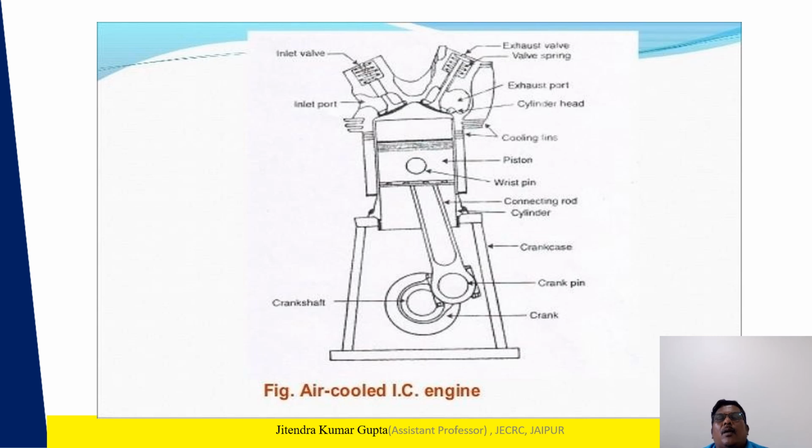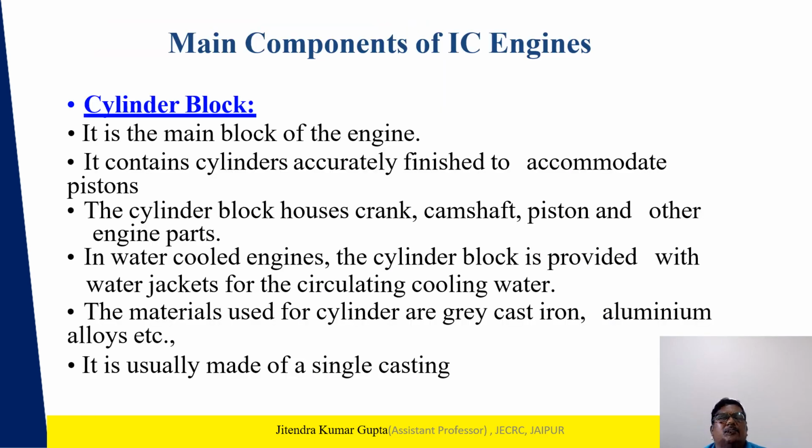This is one of the IC engine schematic diagrams. What are the main components of the IC engine? Crankshaft, crank and crank pin, piston and gudgeon pin, cylinder head, exhaust port and inlet port, exhaust valve and inlet valve, and the piston and crank. This is the IC engine schematic diagram.